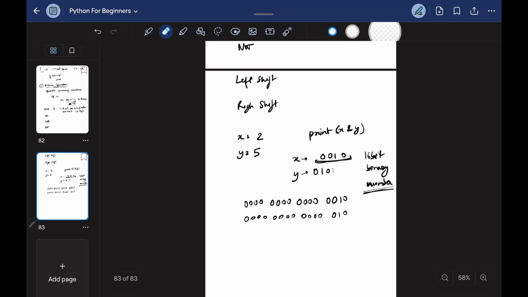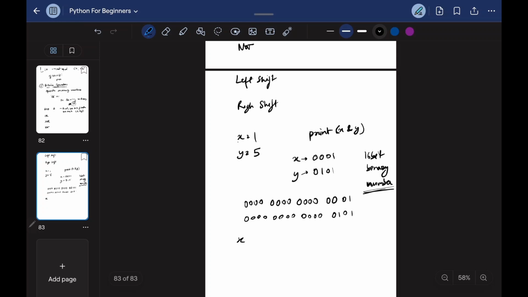If I'm doing the AND operation on this, for more consideration of the example, let's take it as 1. So my binary number will become 0001, and over here as well it will be 0001.